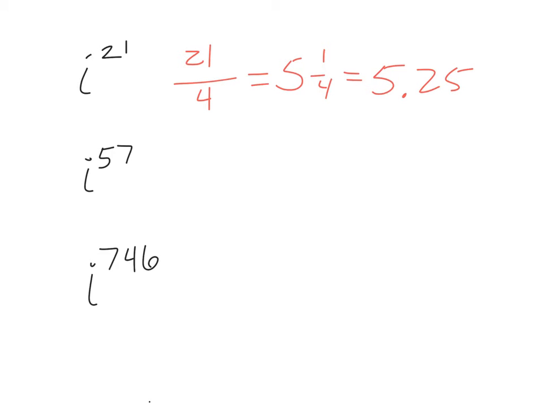So, is that okay? All right, what about i to the 57th? What are we going to do? But did the amount of options change? Okay, so then it's pretty ridiculous to count 57 times, and definitely 746 times, so what do we do?